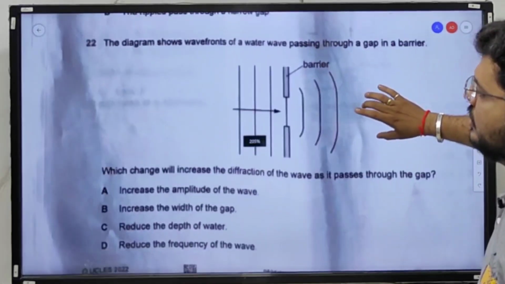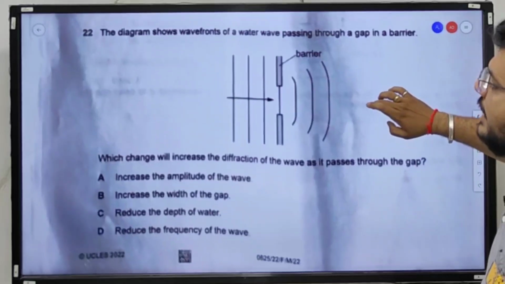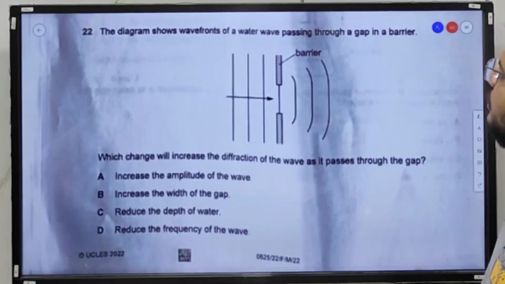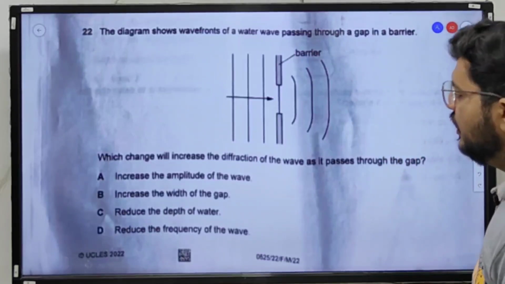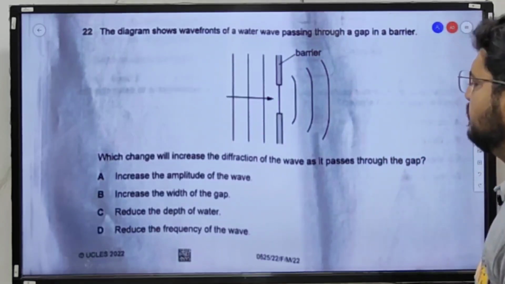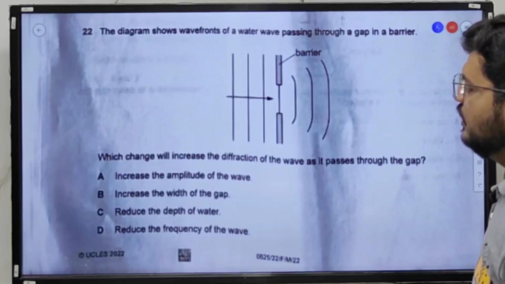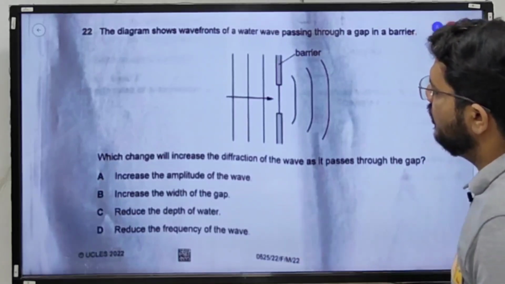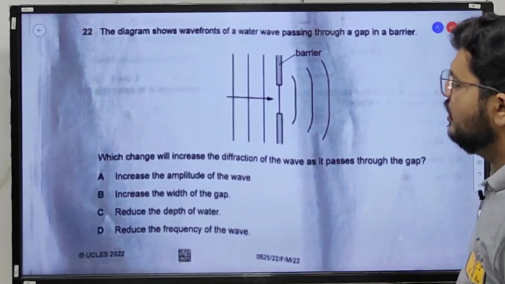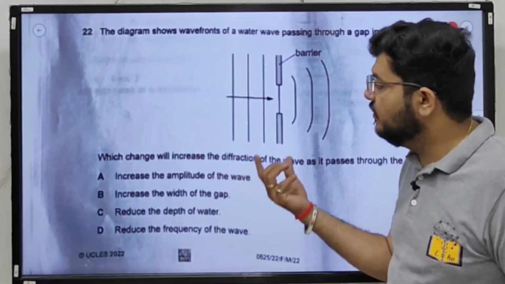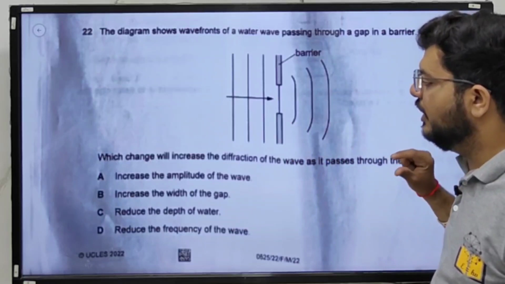Okay. Question number 22. The diagram shows wavefronts of a water wave passing through a gap in the barrier. Which change will increase the diffraction of waves as they pass through the gap? Increase the amplitude of water, nothing will happen. Increase the width of the gap? Okay, if you want to increase the diffraction, increasing the width of the gap won't help.